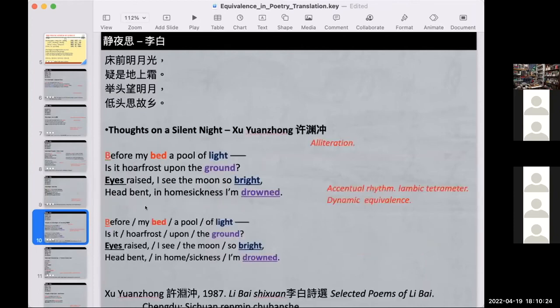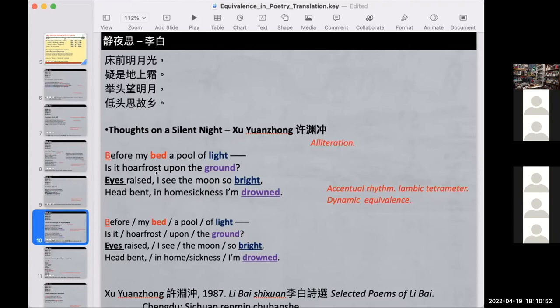Another translation is by a Chinese translator, Xu Yuanzhong. He is a very famous Chinese translator, well known for translating classical Chinese poetry into English. But now he's following a completely different approach, different methods.